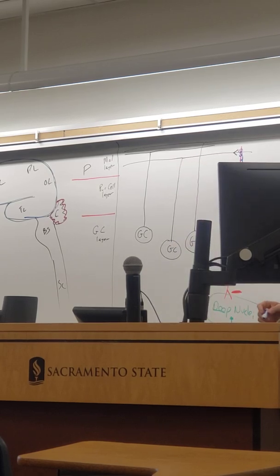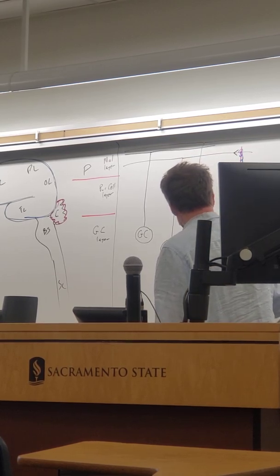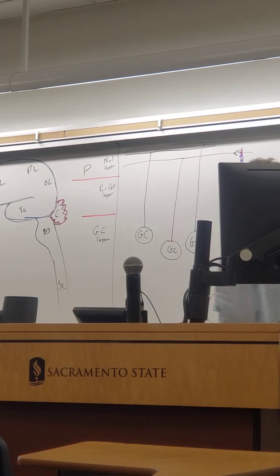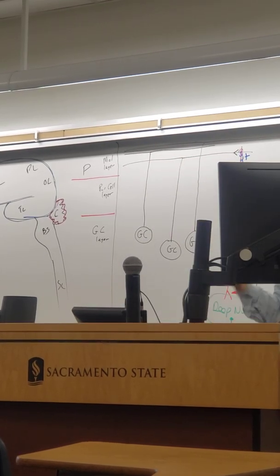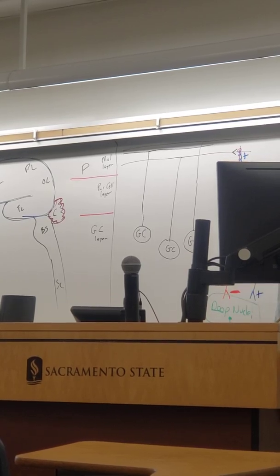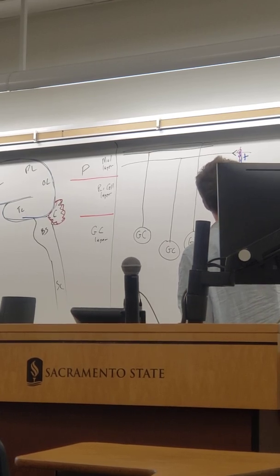Okay. By the way, everything coming in also sends like a little collateral over here to the deep nuclei. Okay. These are excitatory. All right, so now we're balancing out this inhibition here. So we got these climbing fibers coming in, talking to the Purkinje cells, talking to deep nuclei from the olive. This is in the brainstem. Okay.